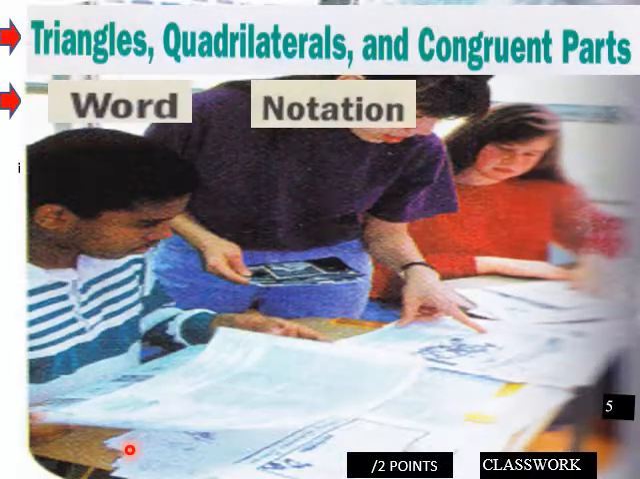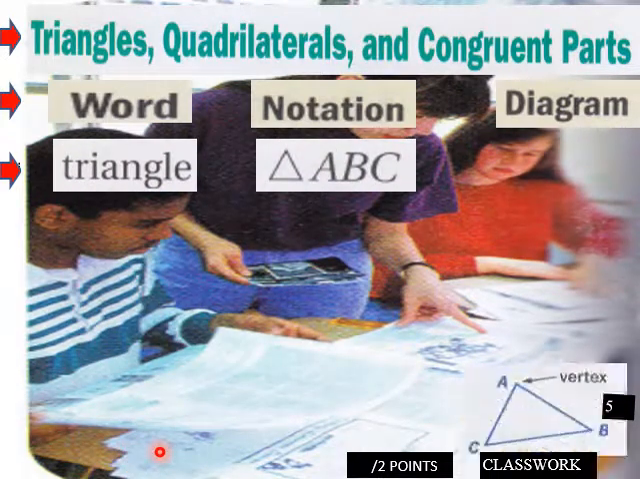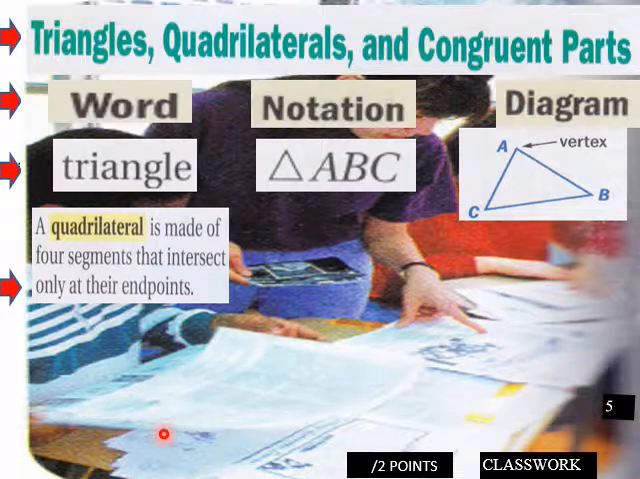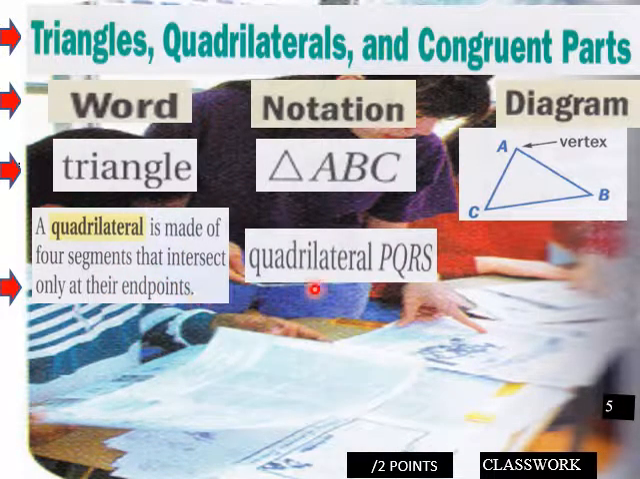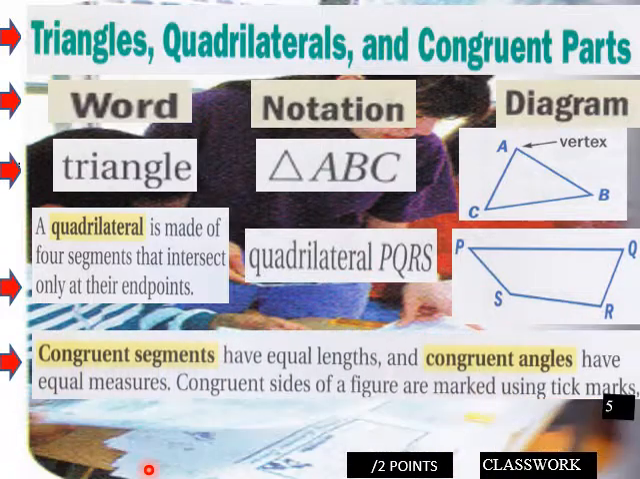So triangles, quadrilaterals, and congruent parts. We have the word triangle. There is the symbol for it. There's a diagram for a triangle. A quadrilateral is made of 4 segments that intersect only at their endpoints. Quadrilateral PQRS, which is this here. So PQRS would be the quadrilateral.